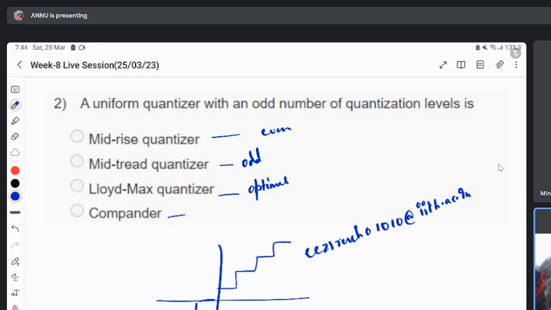That was what I was asking. So yes, this is non-uniform, and this is uniform. And you have the mid-tread quantizer.